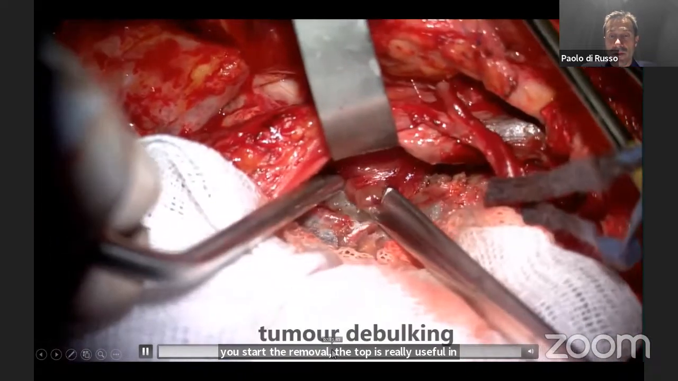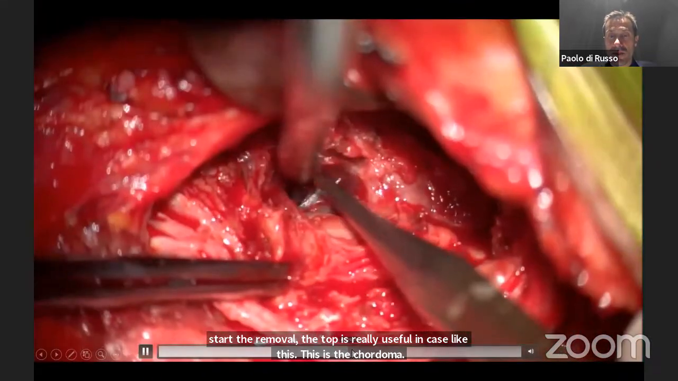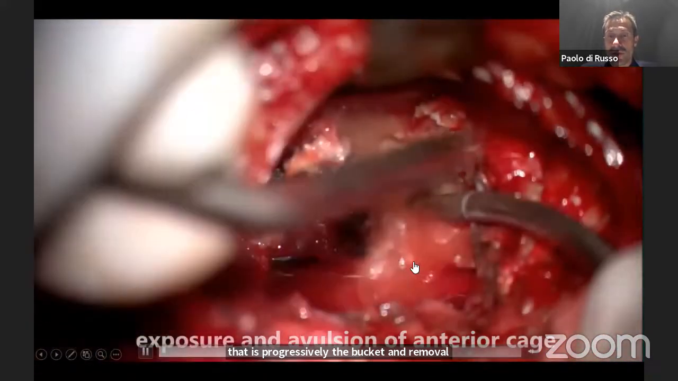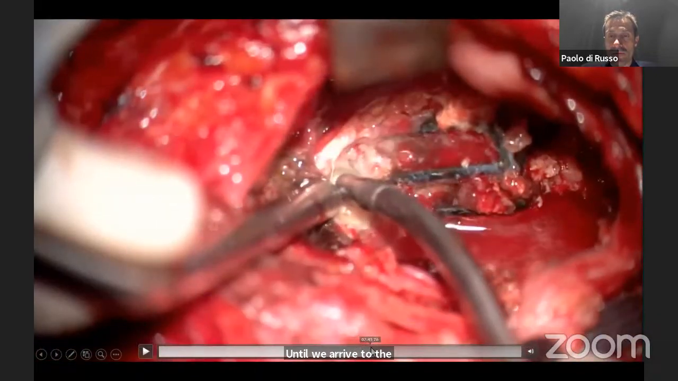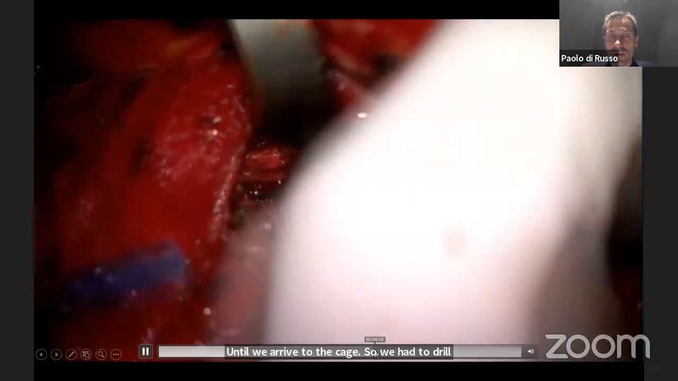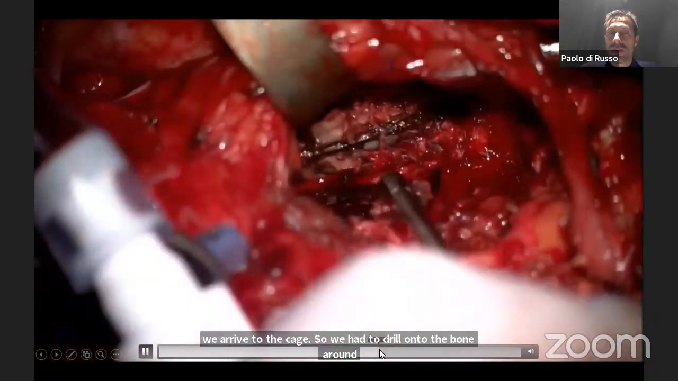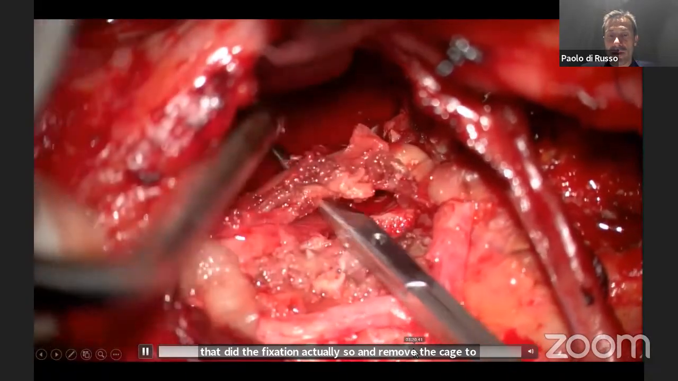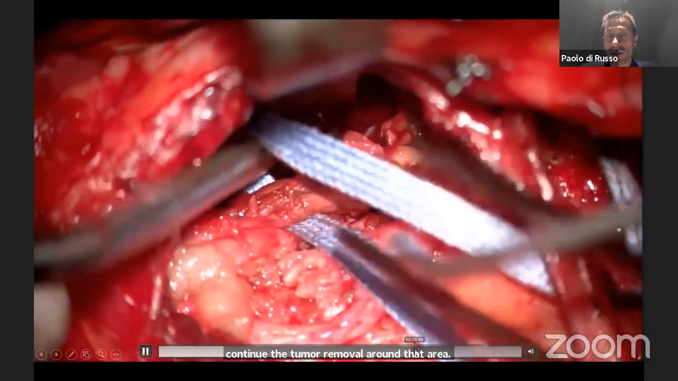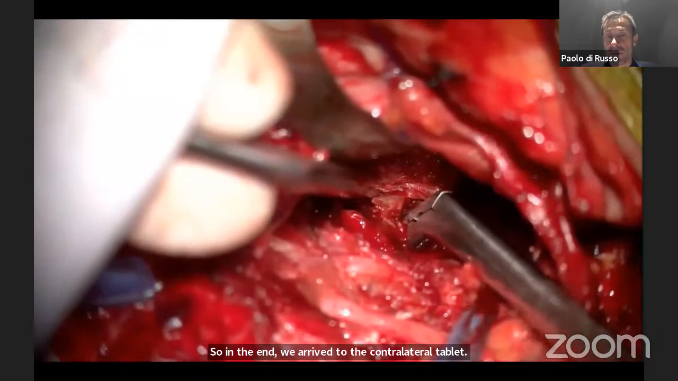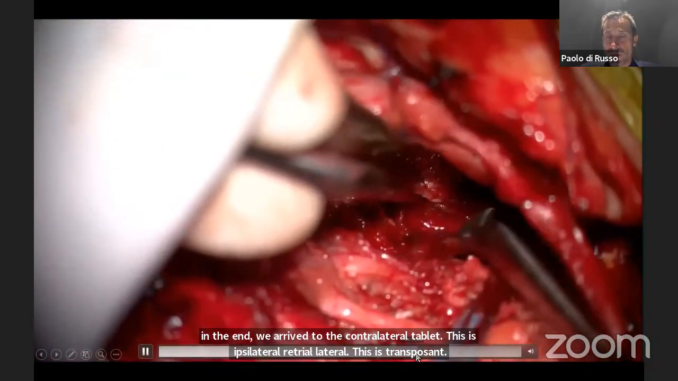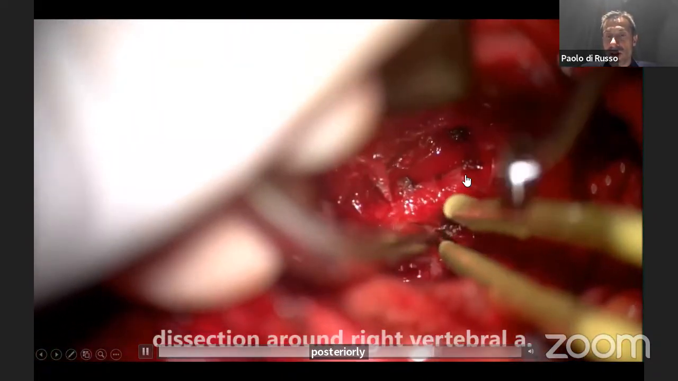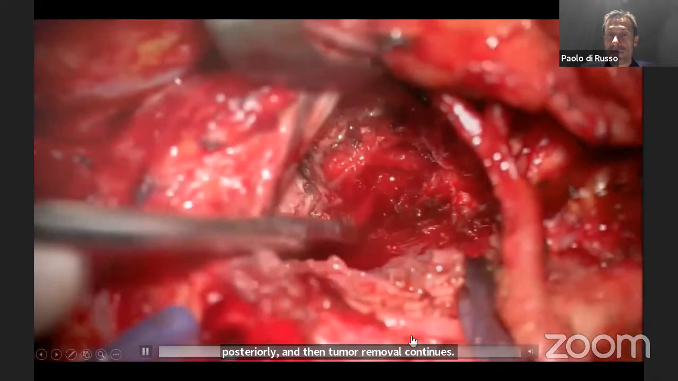This is the chordoma that is progressively debulked and removed until we arrive to the cage. So we had to drill out the bone around that did the fixation, and remove the cage to continue the tumor removal around that area. So in the end we arrive to the contralateral vertebral artery. This is the ipsilateral vertebral artery. This is transposed posteriorly, and then tumor removal continues until the dissection arrives to the opposite side. This is the contralateral vertebral artery.